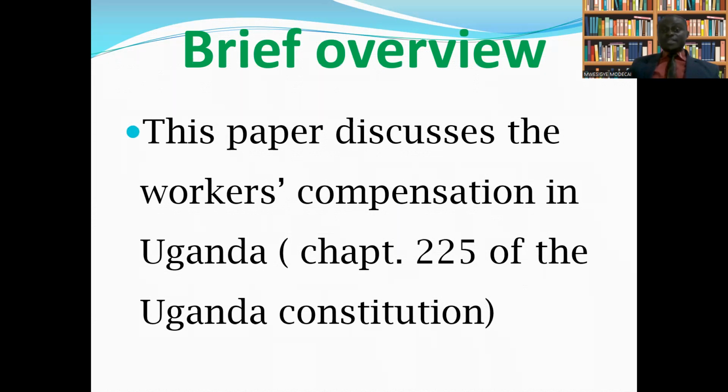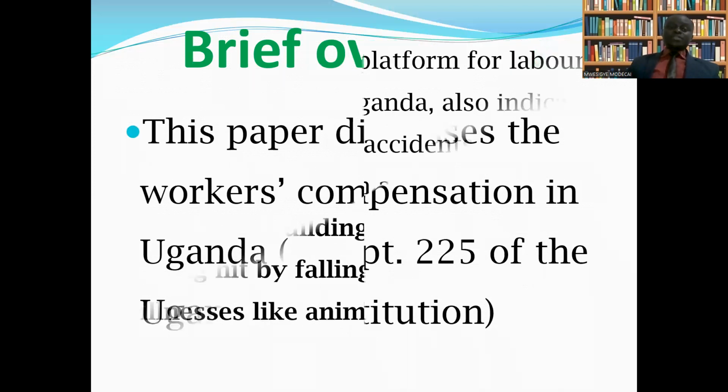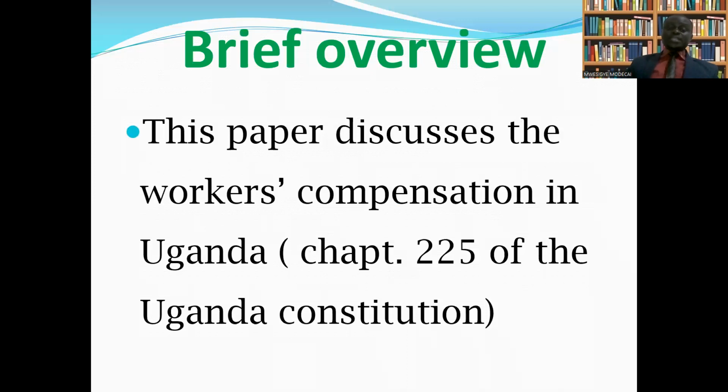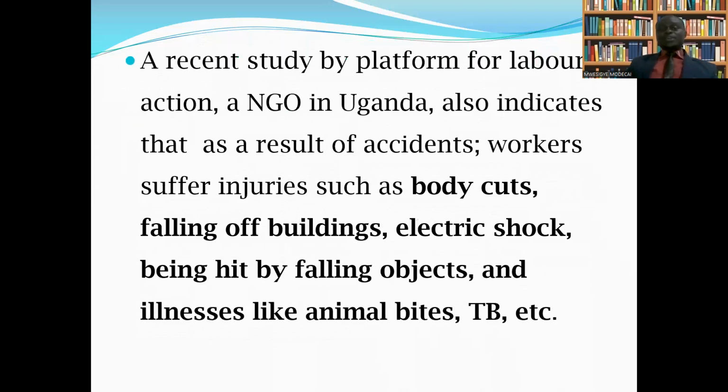This is the discussion that is in the Constitution of Uganda, Chapter 225 in the Ugandan Constitution. It has been put in place to favor all employees despite the work they do. And still we talk about the recent studies, where NGOs are trying to show that many Ugandans get accidents or suffer injuries as a result of the work they do.